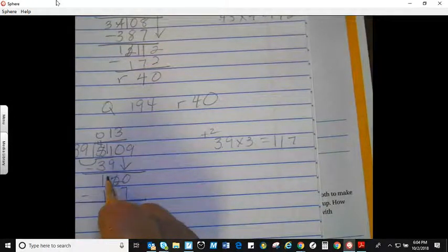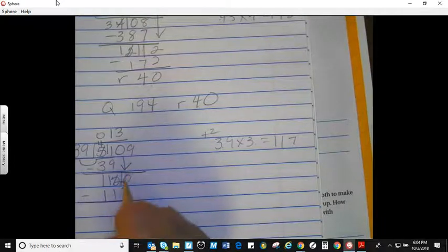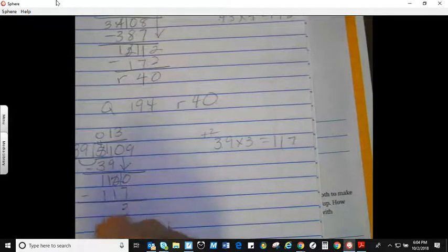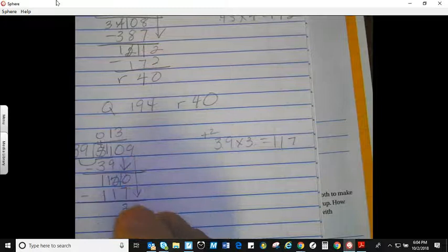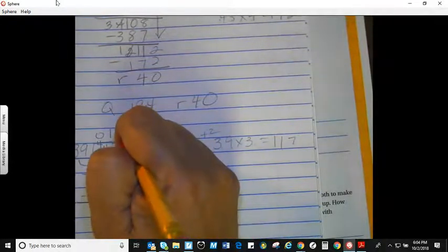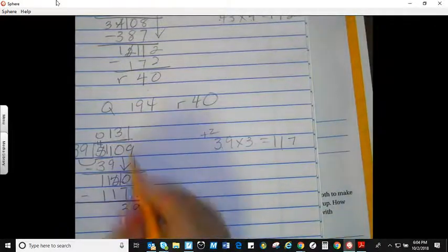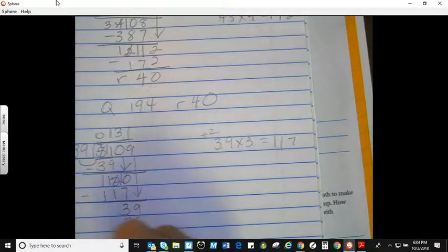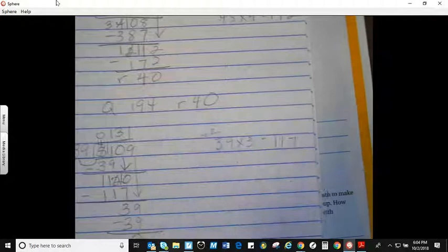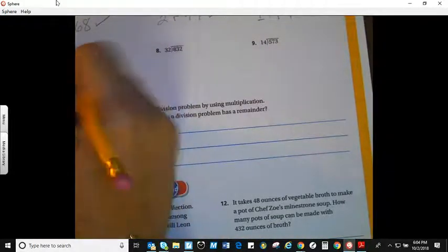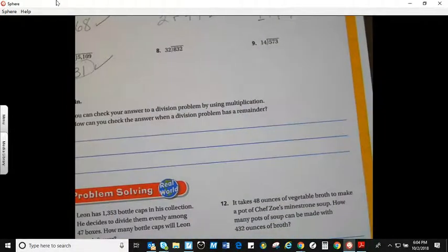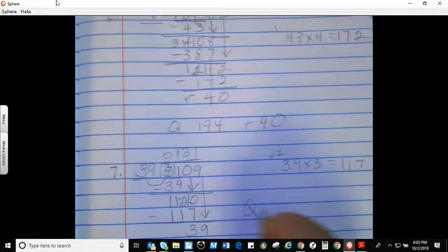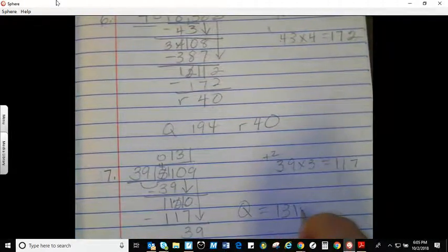I'm going to regroup. That becomes a 1. 10 minus 7 equals 3. And I'm going to bring down my 9. And it's 1 time. So 1 times 39 equals 39 with a 0 remaining. So my answer is 131. That is correct. And in my quotient here equals 131, and that's right.